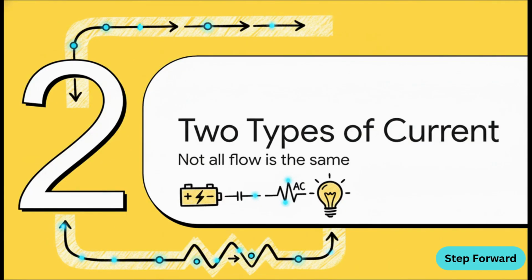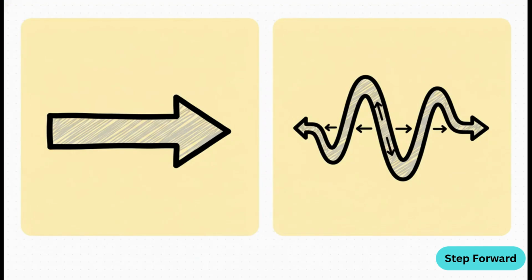But, and this is a big but, here's a crucial detail. That flow of electricity isn't always the same. Turns out there are actually two very different types of current, and you really need to understand both. So let's meet the two main characters in our story today. You've got direct current, or DC, and you've got alternating current, or AC. They're both electricity, for sure, but they work in fundamentally different ways.